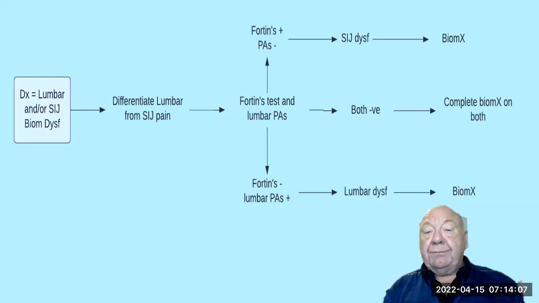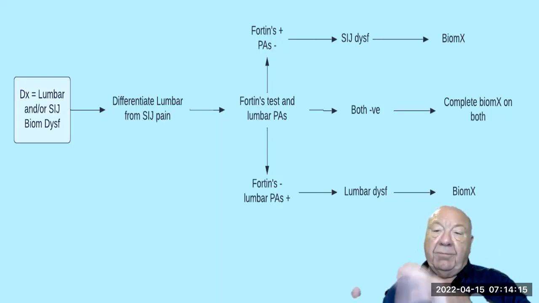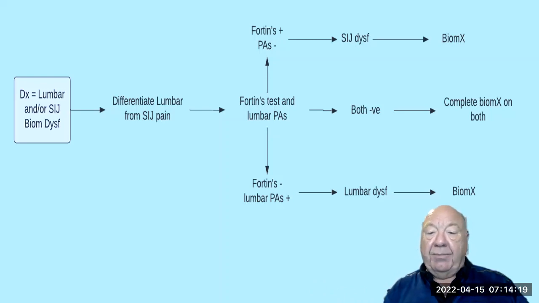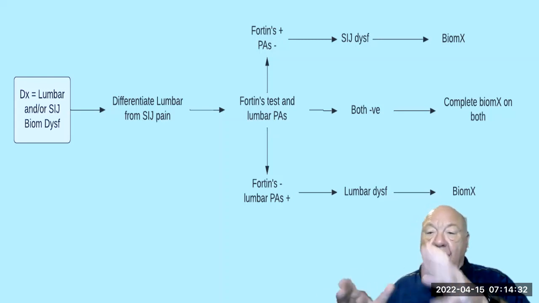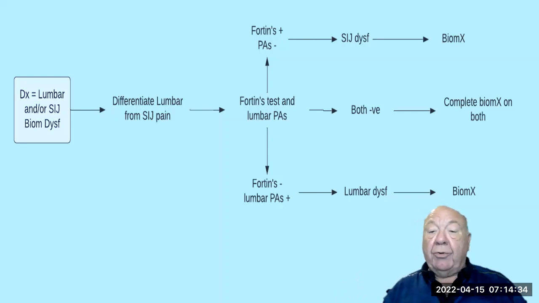So just to get this clear, you've got Fordin's test and lumbar PAs. If Fordin's test is positive alone, then you have an SI joint dysfunction, biomechanical exam at the end of that. If Fordin's test is negative, but PAs are positive, you have a lumbar dysfunction, and again, biomechanical will tell you that. If they're both negative, then you need to do a complete biomechanical examination on both and really try to reproduce this pain.